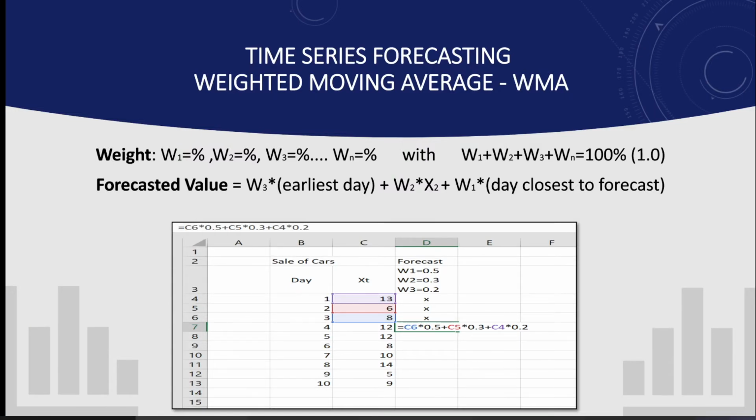Next, we go on with the weighted moving average. So we now decide that we care more about specific observations that are closer or further away from our date. Now we write them as W equals and then a percentage or a 0.something. And one of the most important things that you need to consider is that usually W3 is the earliest day, so the day farthest away, which means the day that is highest on your Excel chart.